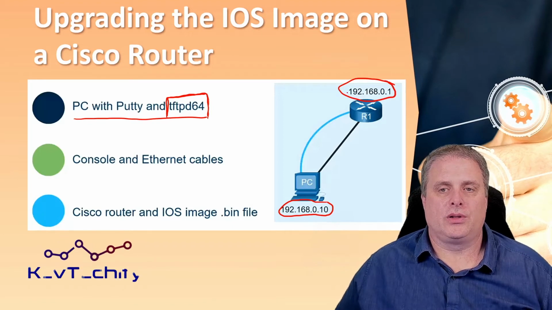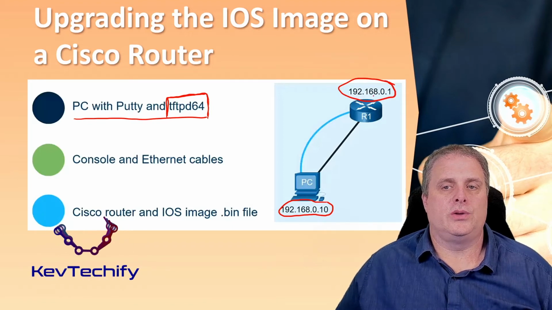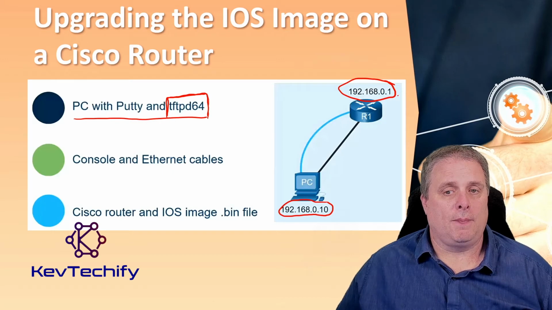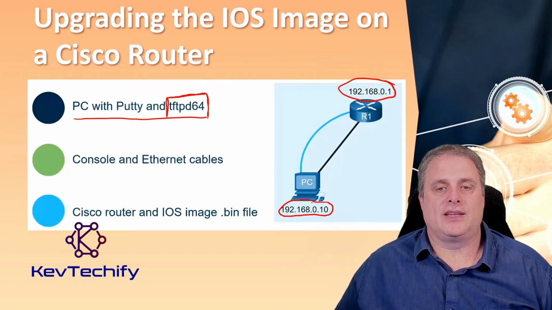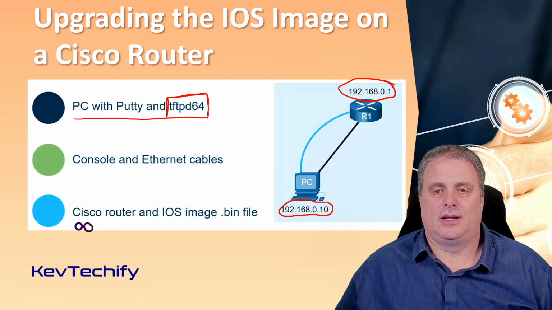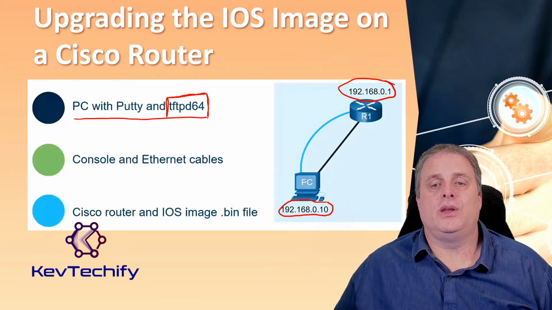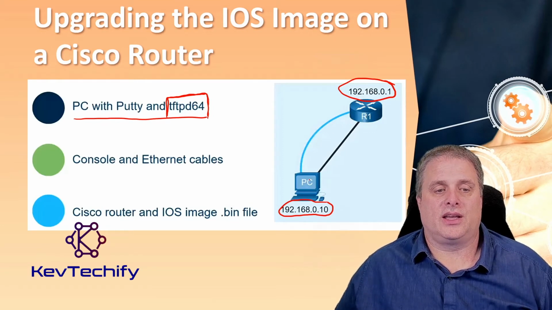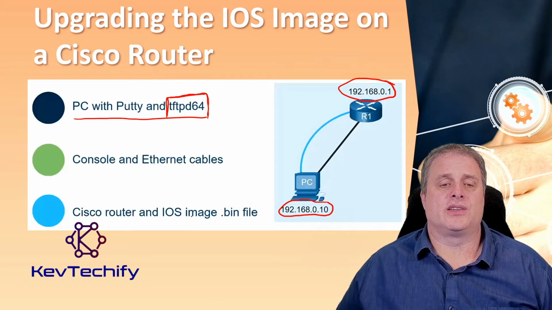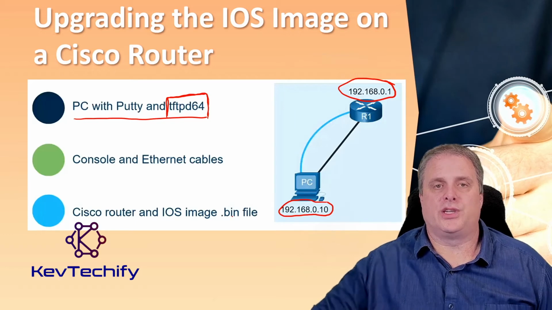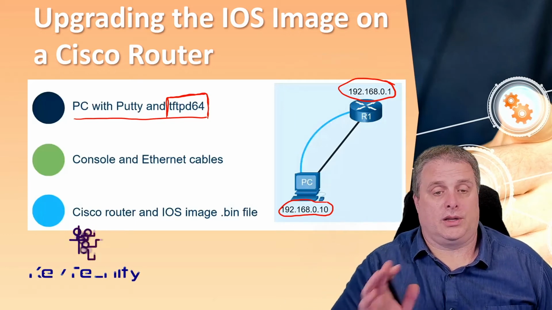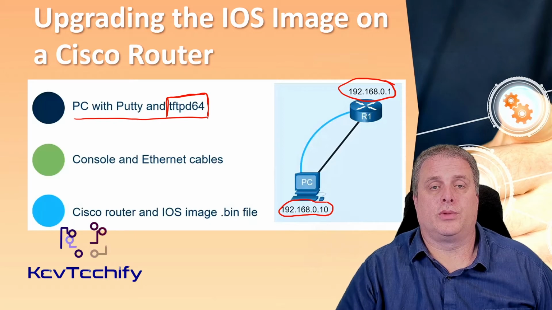In this example, on R1, we're using 192.168.0.1. And then the PC, we're keeping on the same network, so 192.168.0, but then we have to give it a different host number, so .10. Two IP addresses in the same network address family, but unique identifiers. So you're going to have to set that up. And then you're going to need the Cisco router and the iOS image. So if you're restoring the image or if you're upgrading it, those are our requirements of what we need.